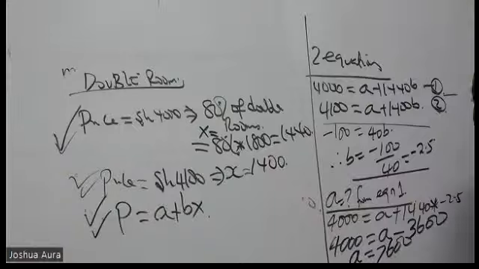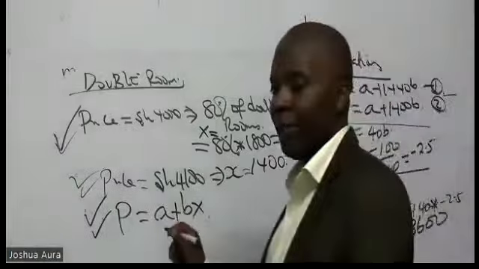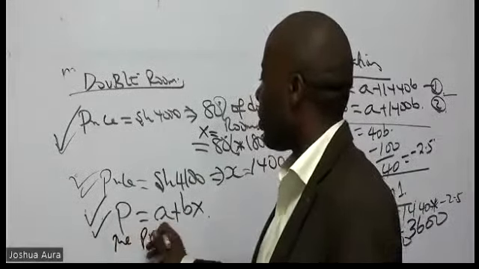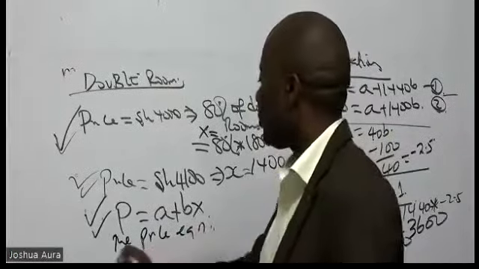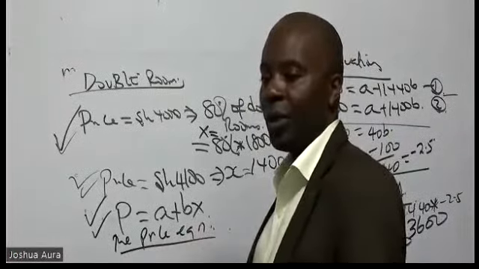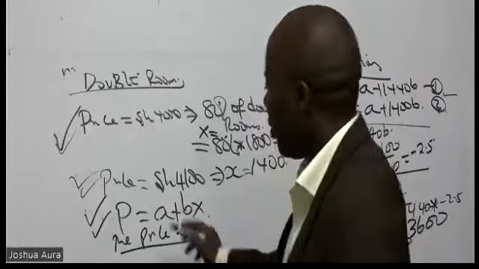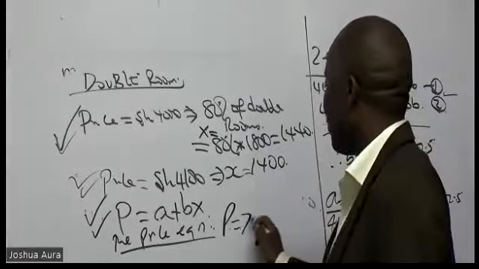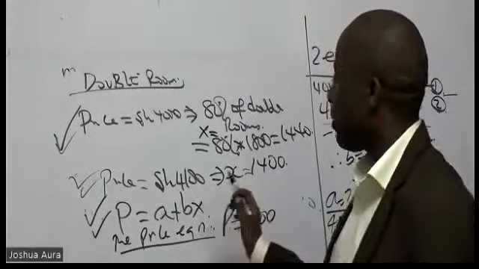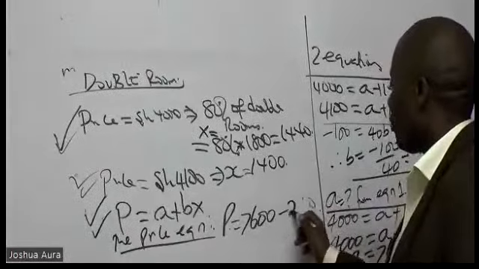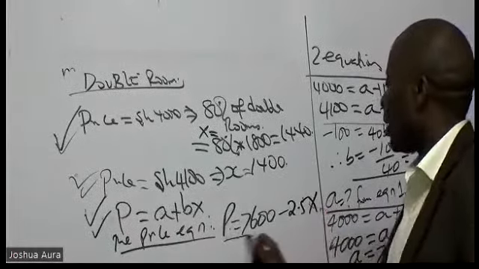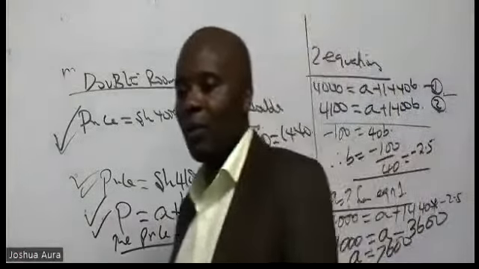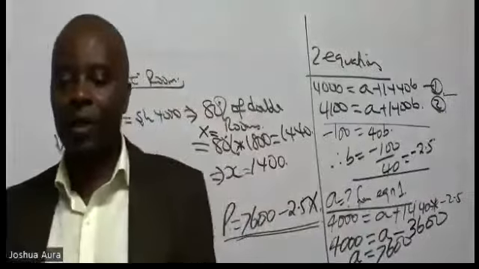So then my work tonight will be to come here and write the price equation comfortably. So the price equation: we already have A, we have B. So price equals A, you have given me a figure of 7,600, plus B. B itself is negative, so negative 2.5 what here? X. That is the price function.